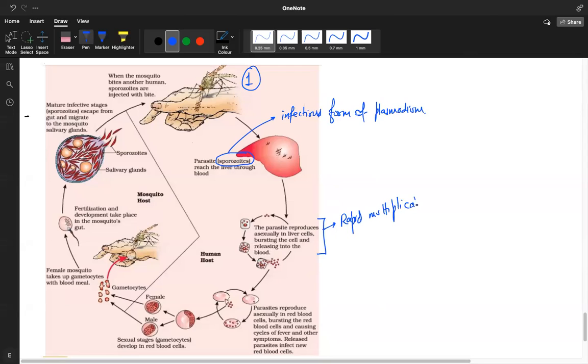A rapid multiplication. Basically, they are raising an army in the liver. So the liver becomes very important. It is the first site of attack. Then when the army is raised enough, what happens?